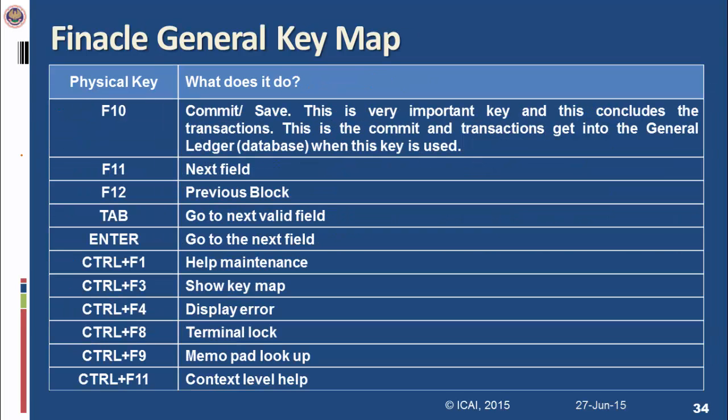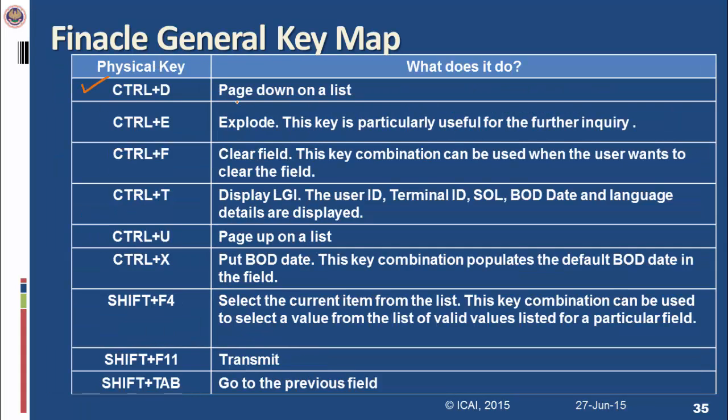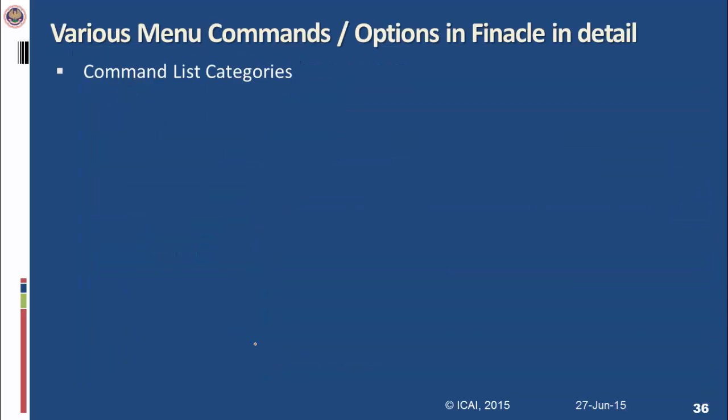Let's take a few more keys. An important one is Tab, that is the next valid field. Then comes Control D, that is page down on a particular list. When we are on a list and want to change the entire list, we can use Control D instead of the arrow keys. Control E is a very important one. For any transaction or any particular master you need to explore, we press Control E, right? Then Shift F1 is transmit. Again, it may vary from bank to bank, right?